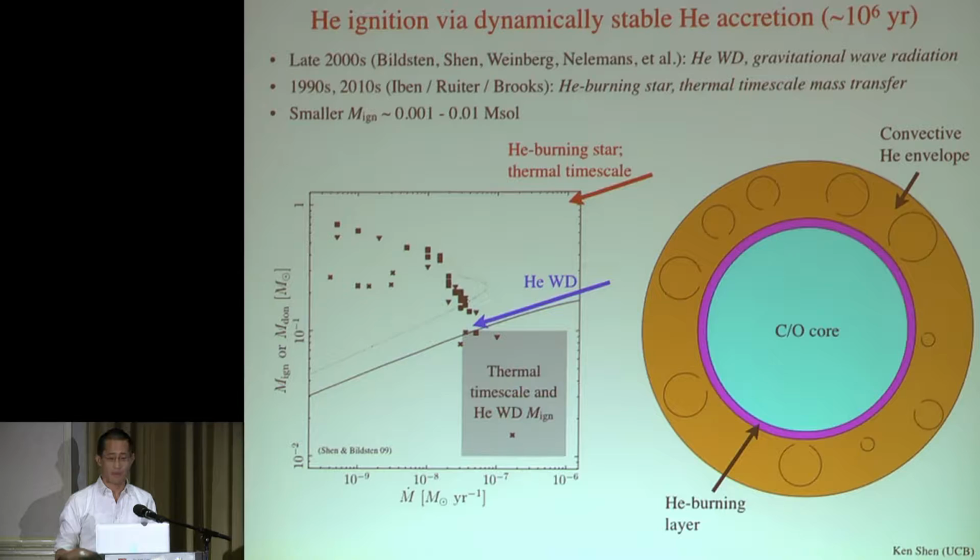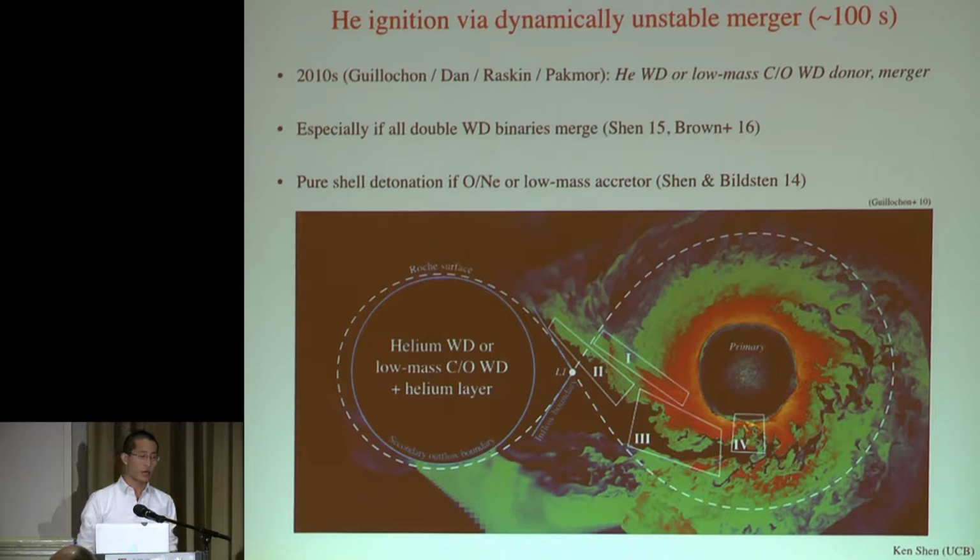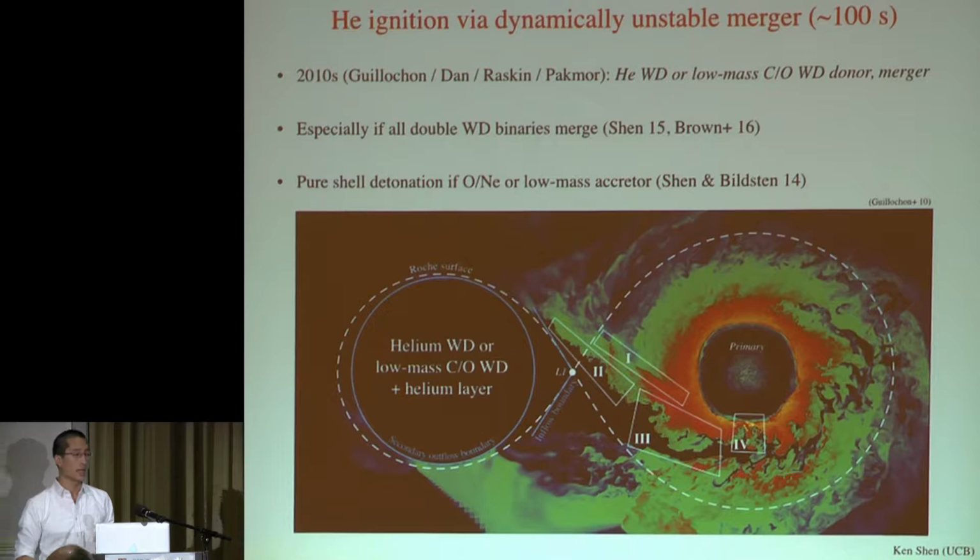Okay, so those were stable mass transfer systems. There is also the possibility of unstable mass transfer systems, where in a double white dwarf binary you're tidally disrupting the donor. And in 2010, James Guillochon and collaborators had a paper where they pointed out that if you have the system during the lead up to the merger, this helium can actually explode, so it can have some sort of flame. So if you have an unstable double white dwarf merger, you can also get the birth of some sort of helium flame.